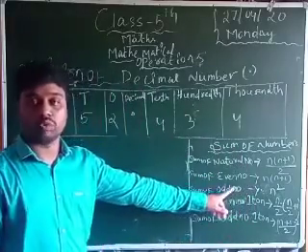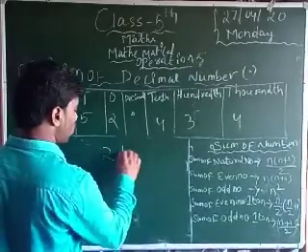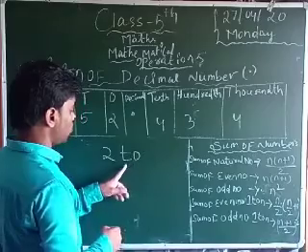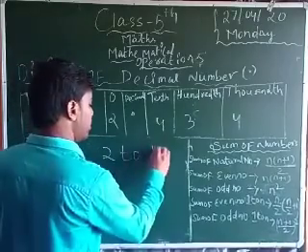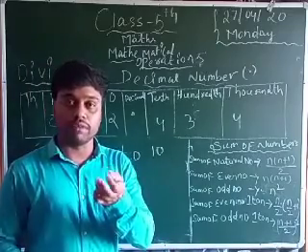N into n plus 1. You can take any even number. Now 2, 2 to 10. How many even numbers are present? Okay, 2 to 10 means how many even numbers are present.